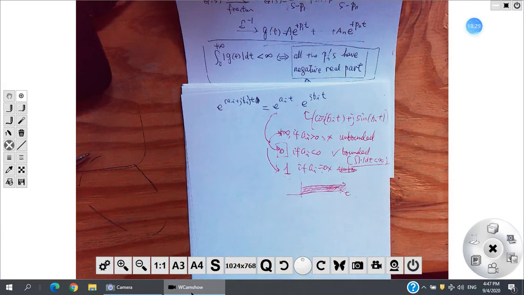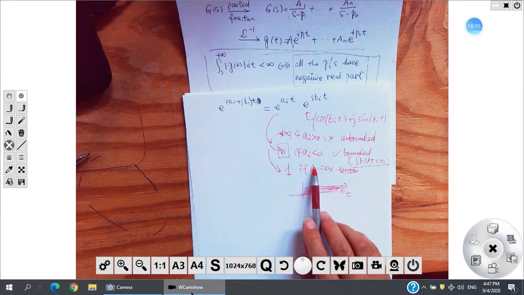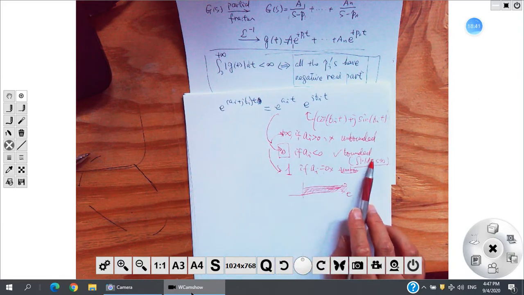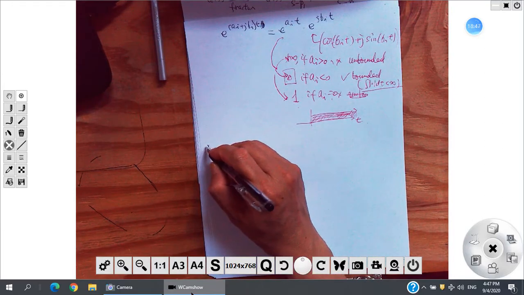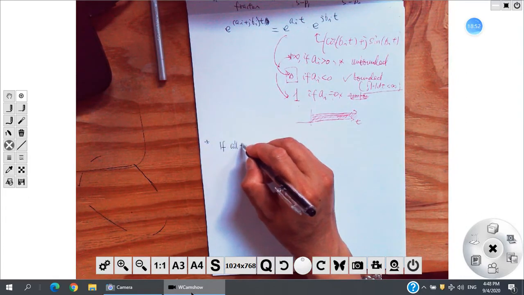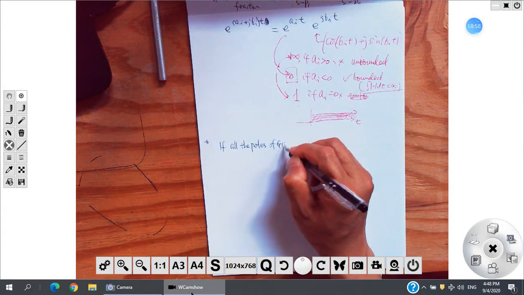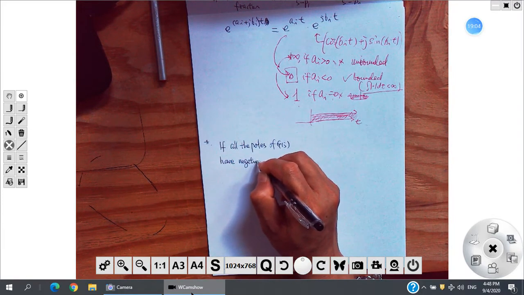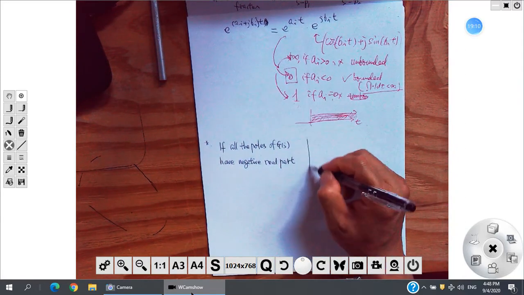Now we can state them using those poles. If all the poles have negative real part, then the system is BIBO stable. It is stable. Let me write the result here: if all the poles of G(s) have negative real part, the system is stable.